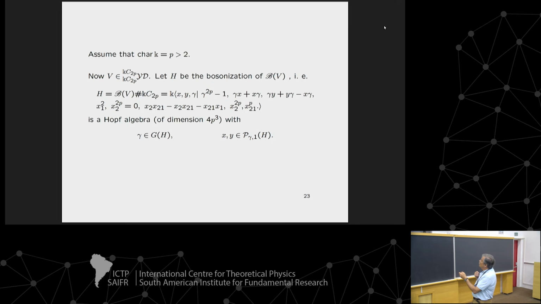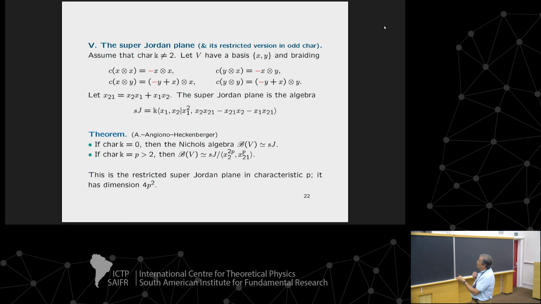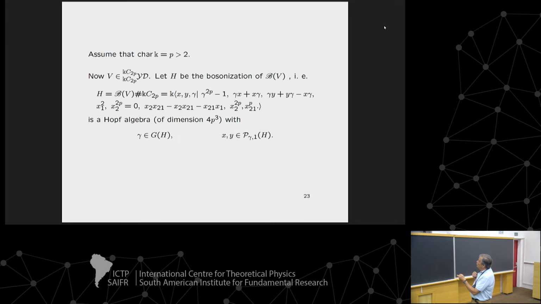So this is the relation of the action of gamma on x, the action of gamma on y. This is C2p. These are the relations of the super Jordan plane. Okay, and the dimension of this guy, this is a mistake, is 8p squared, because the preceding was 4p squared, then we have to add 2p, is 8p cubed. This 4 is not correct.